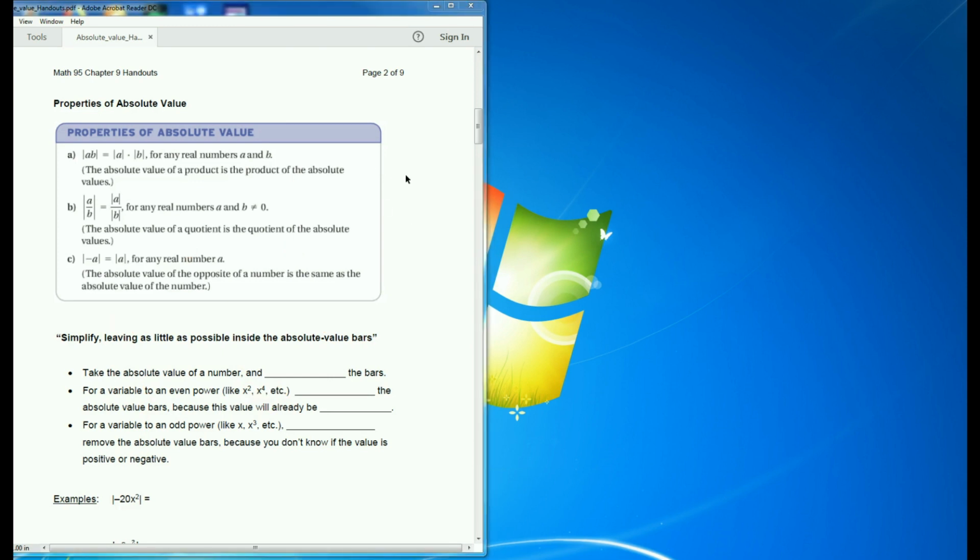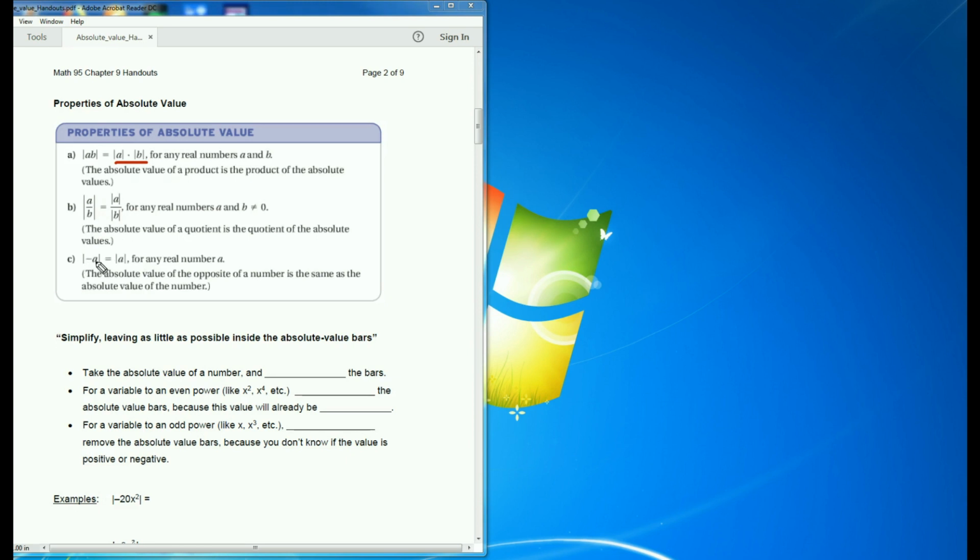All right, so real quick, the properties of absolute value. This is basically showing you how to simplify absolute value expressions. For example, if you have the absolute value of something times something, you can just separate them out and multiply them separately. Same thing for a quotient. Absolute value of something divided by something, you can separate them out into 2 separate pieces.